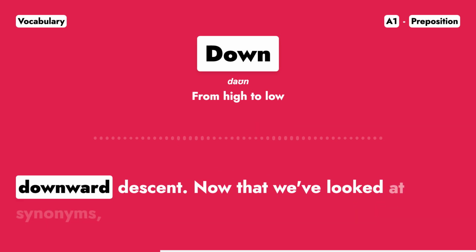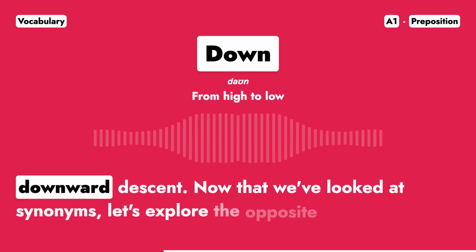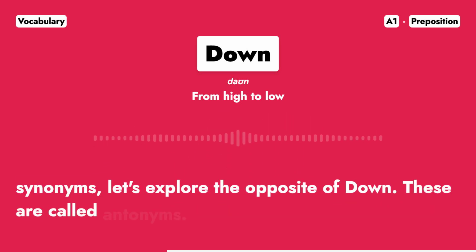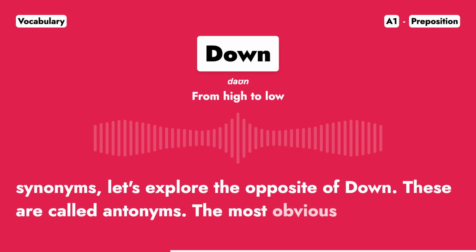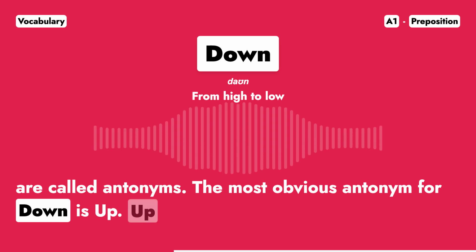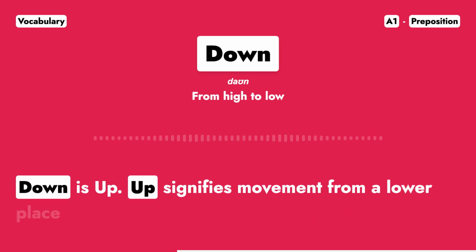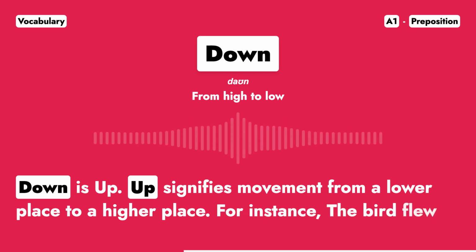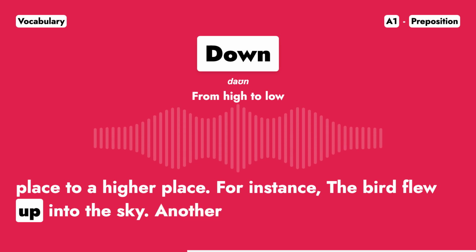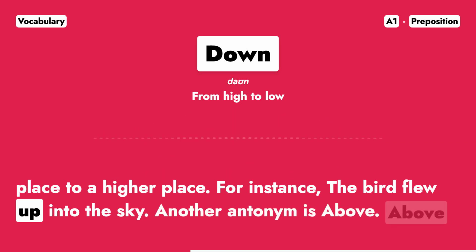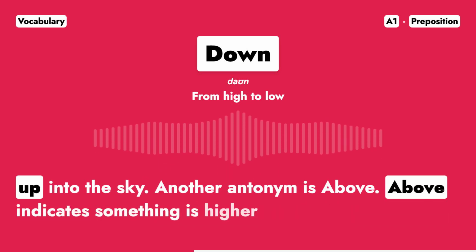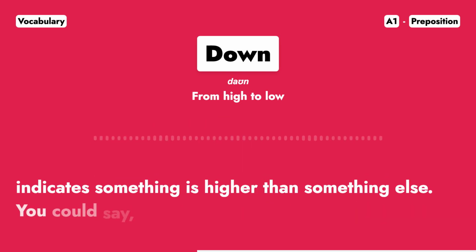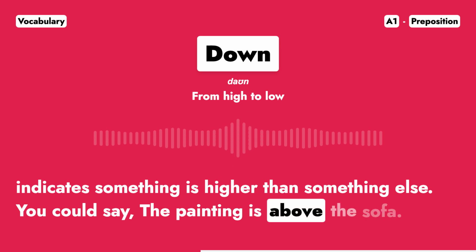Now that we've looked at synonyms, let's explore the opposite of down. These are called antonyms. The most obvious antonym for down is up. Up signifies movement from a lower place to a higher place. For instance, the bird flew up into the sky. Another antonym is above. Above indicates something is higher than something else. You could say, the painting is above the sofa.